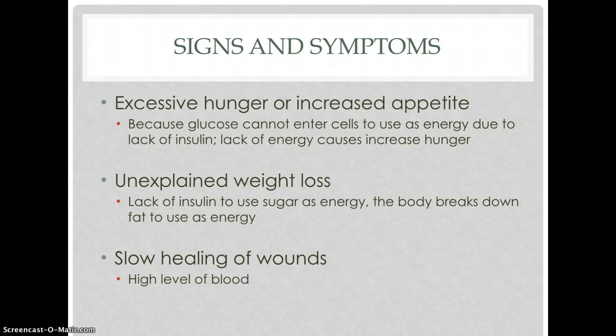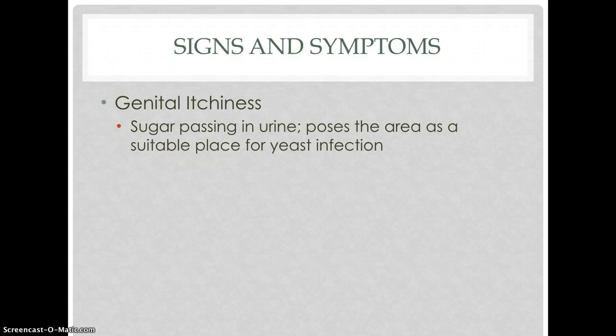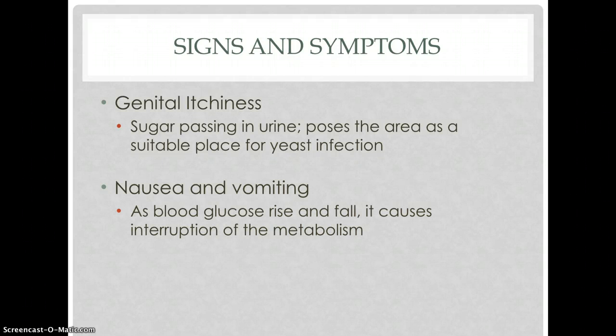Slow healing of wounds, because the high blood glucose leads to poor blood circulation. Genital itchiness. Sugar passing in urine makes the area a suitable place for yeast infection. Nausea and vomiting. Now, as the blood glucose rises and falls, it interrupts the metabolism.